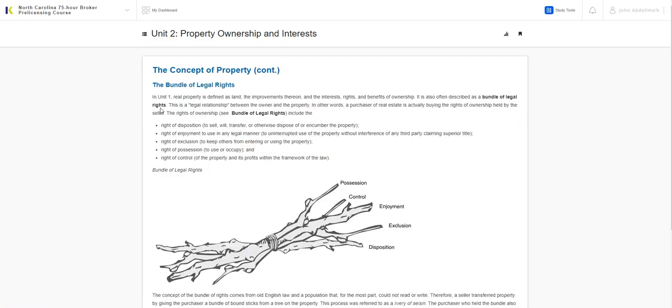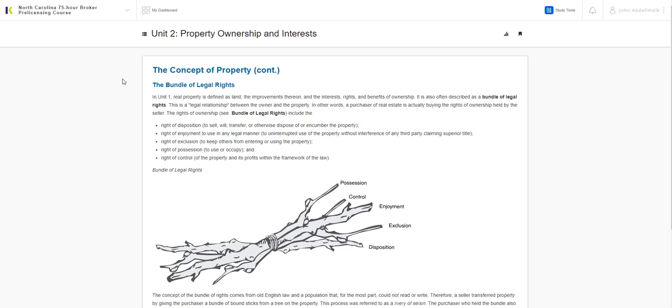So we have here, real property is defined as land in Unit 1, any improvements, the interests, rights, and the benefits of ownership. It's also often described as a bundle of legal rights. This is a legal relationship between the owner and the property. In other words, a purchaser of real estate is actually buying the rights of ownership held by the seller. And in a way, they're kind of like giving power of attorney over land to the person.